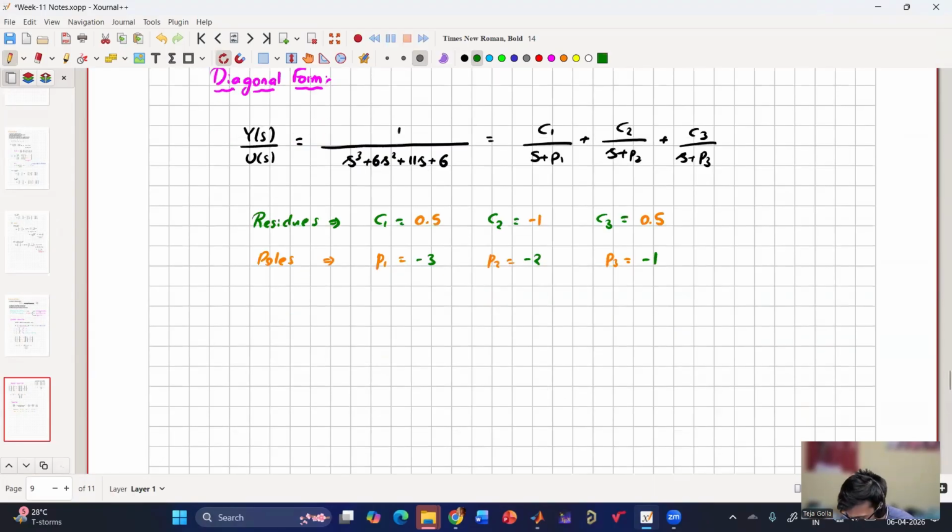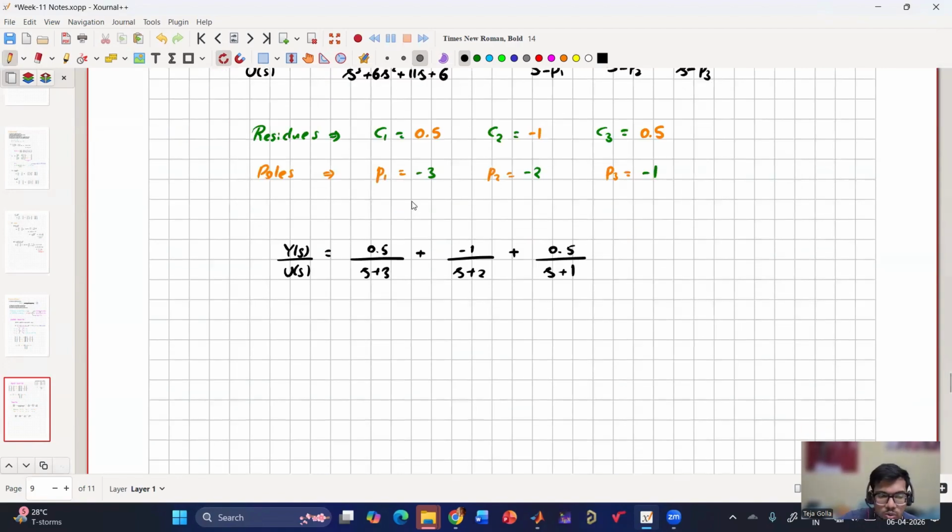Now let us see how we are going to get y of s by u of s. My y of s by u of s is nothing but C1, 0.5, by s minus the pole. P1, P2, P3 are the poles, so it is not plus, my bad. It is s minus the pole, so it is s plus 3, plus -1 by s plus 2, plus 0.5 by s plus 1.